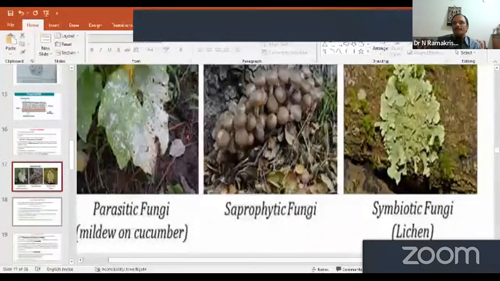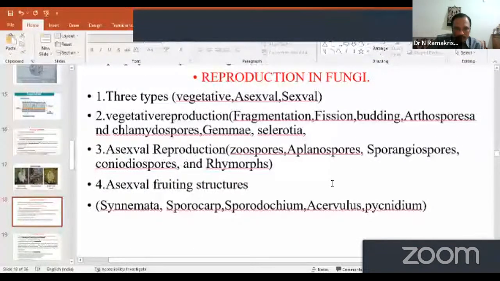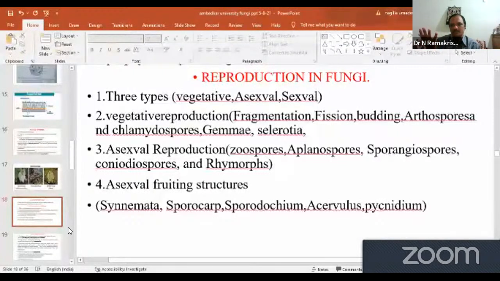Next, reproduction of fungus. Generally, the reproduction system is of three types. One is the individual (vegetative) reproduction system, the second is the asexual reproduction system, and the third is the sexual reproduction system. The vegetative reproduction system does not involve any sexual reproduction. The plant body germinates special types of structures.